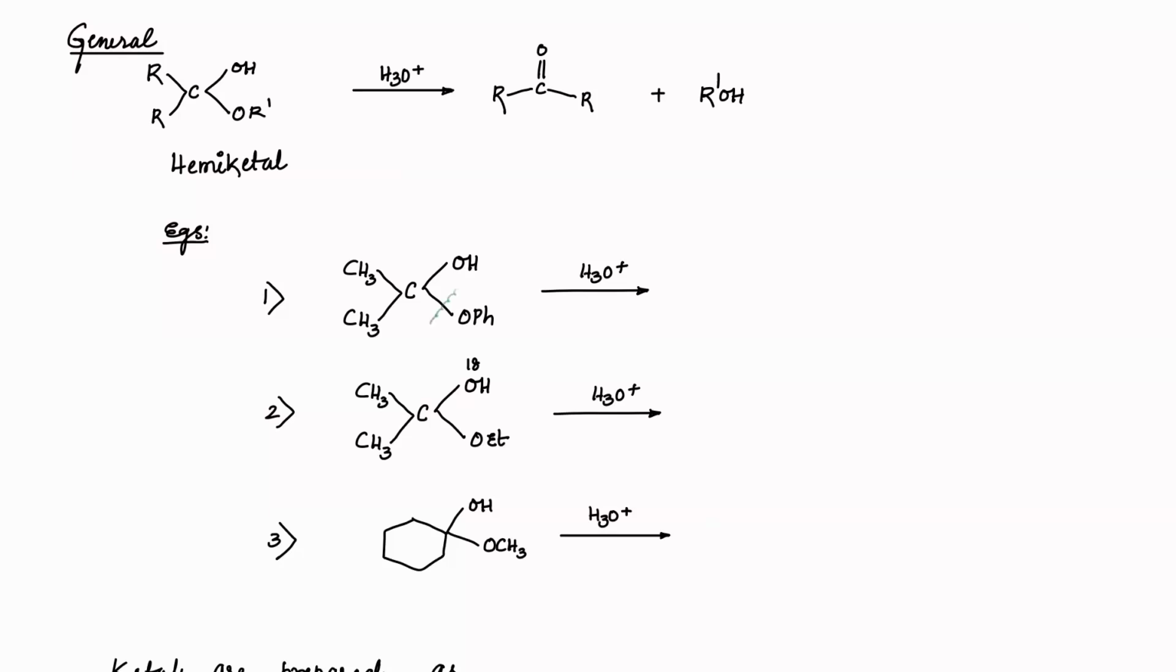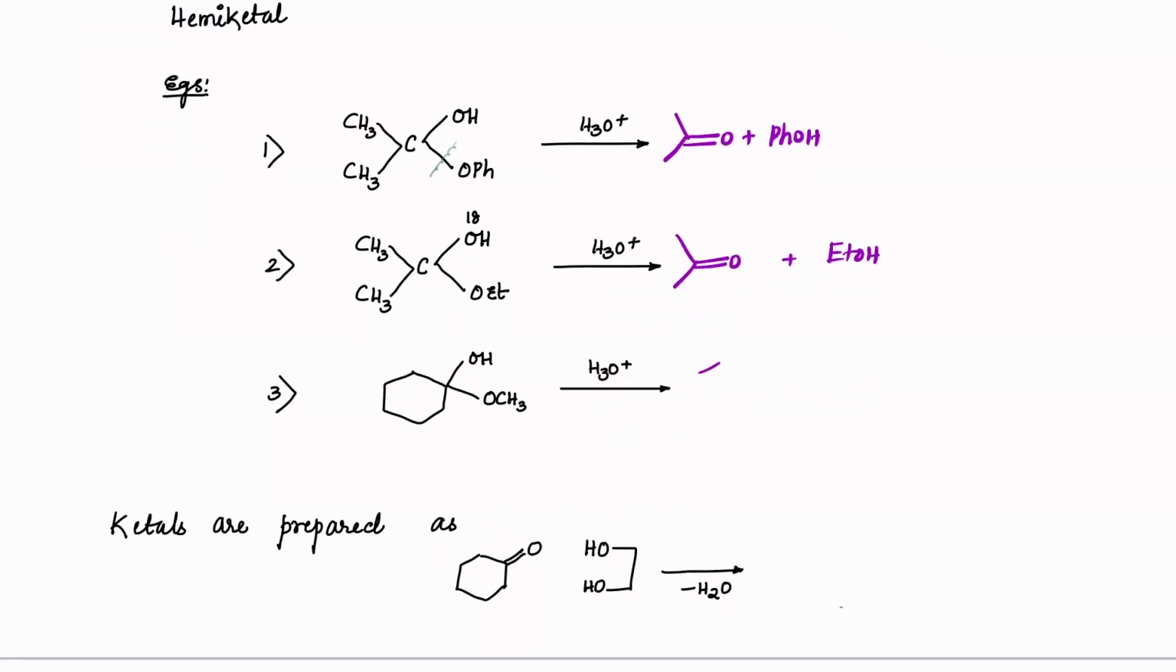You break down here. So as you break it, you will get a ketone here. One will be phenol. Similarly, here also, you break it here. One will be ketone here. The other one will be ethanol. Same way, next one, you break down here. This will be ketone. The other one will be methanol.